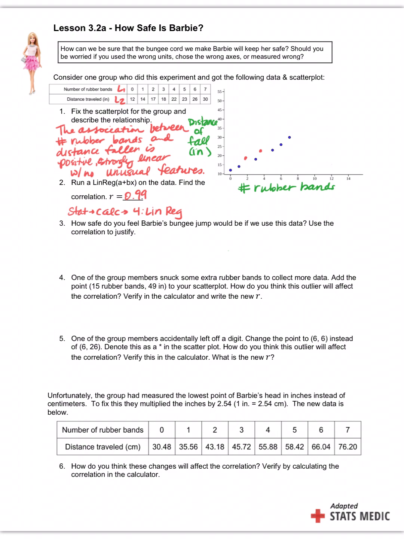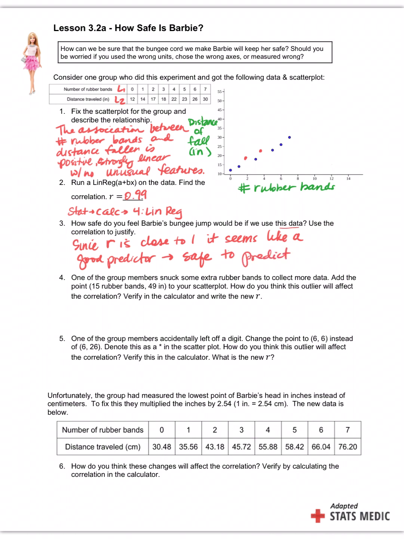So based on that, how safe would you feel Barbie's bungee jump would be if we use the data to predict how many rubber bands we really need for the whole fall? You feel safe? Seems like a good predictor, doesn't it? Okay. Since R is close to 1, it seems like a good predictor, safe to predict is what we're saying, right?